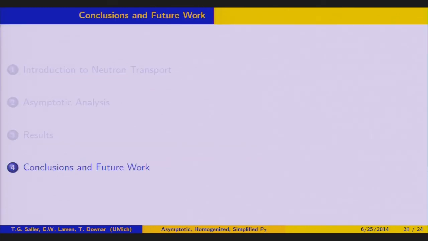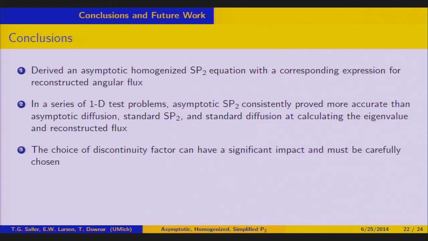Okay, so on to conclusions and future work. In conclusion, I did derive the asymptotic homogenized SP2 equation, as I said, and an equation for the corresponding reconstructed angular flux, and that's what was giving us the really good results. Then in a long series of 1D test results, of which I showed a couple, we consistently saw that AH SP2 is better than the others, and that even asymptotic diffusion is better than what they are currently doing. And finally, the choice of discontinuity factor is very important and actually rather ambiguous, so that's part of what I'm looking at right now.